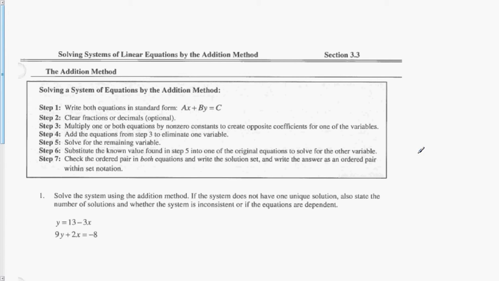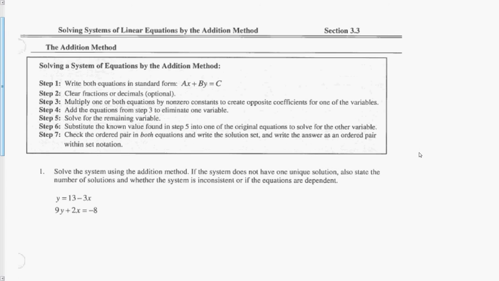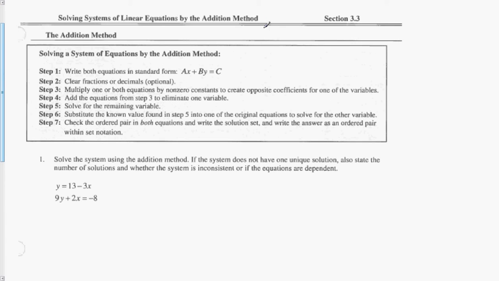The last method we're going to use to solve systems of linear equations is called the addition method. Sometimes it's also called the elimination method. You'll hear me call it elimination, mainly because that's how I learned it a while ago, and it's hard for me to start calling it by a different name. So you'll hear me call it the elimination method.